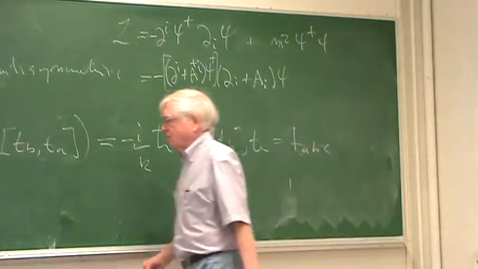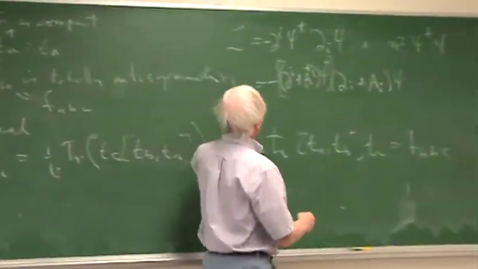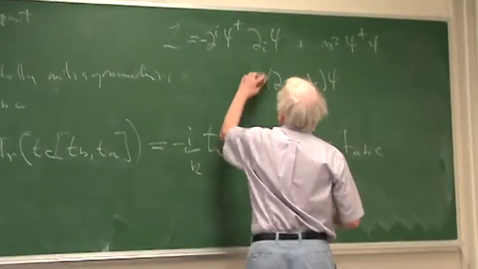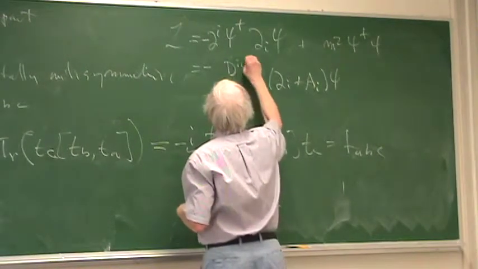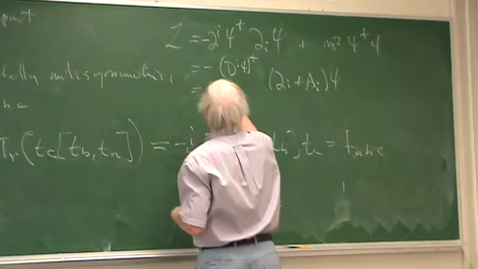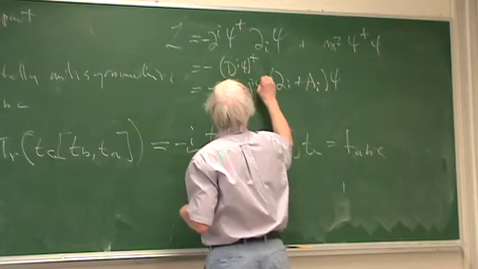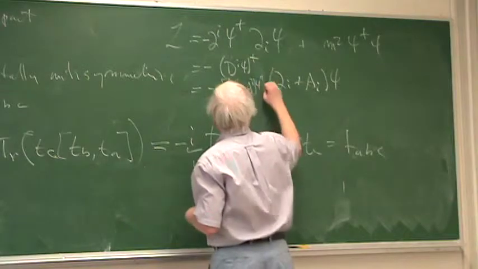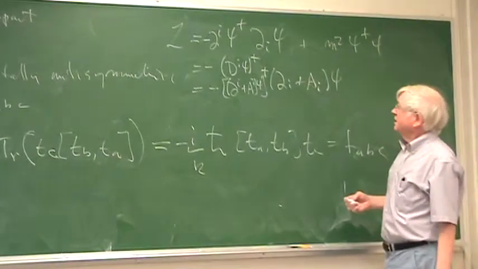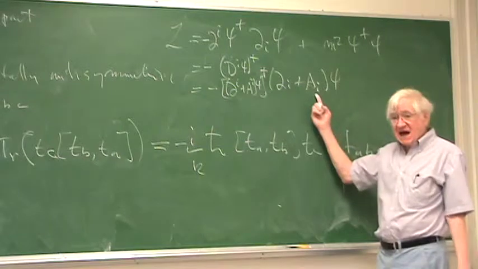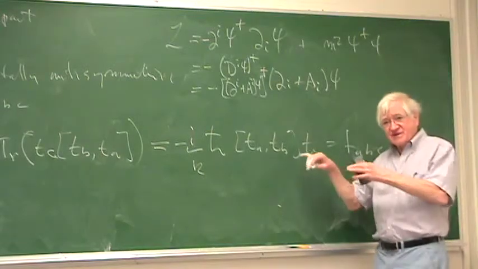Well, let's see. Let me write this correctly. I want this to be minus d_i psi dagger. So that is minus d_i plus A_i psi, all of that dagger. Okay, so that's what one has. Now, in the case of electrodynamics, the A_i is just simply the gauge field, the electromagnetic field, apart from an i that I suppressed.